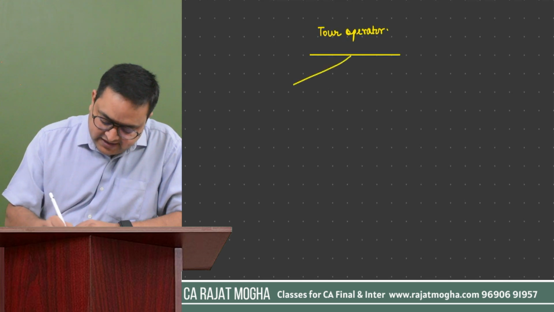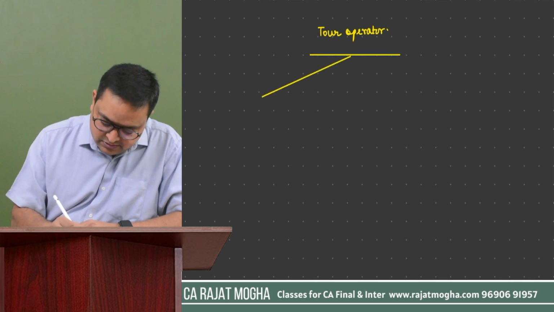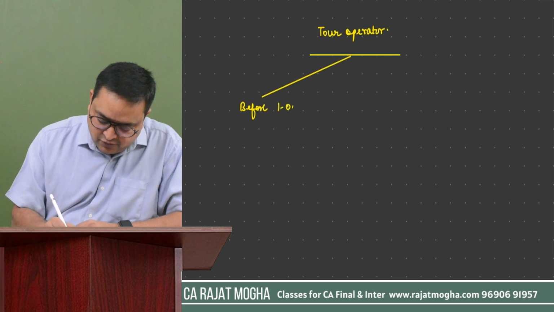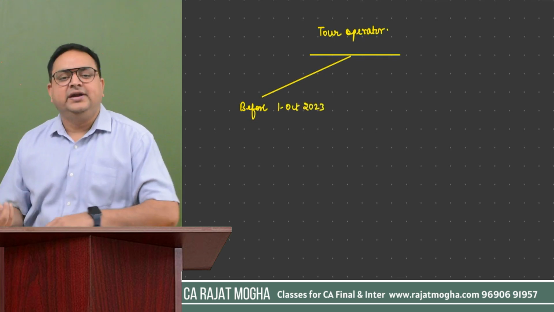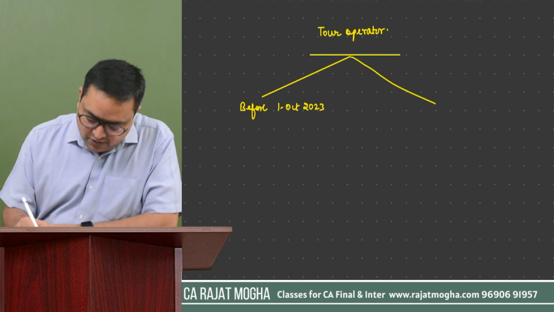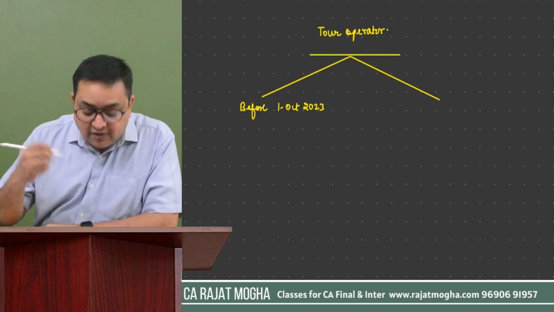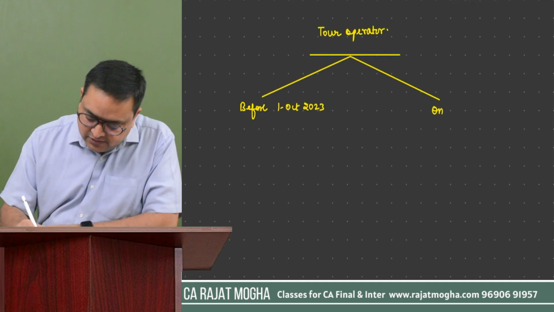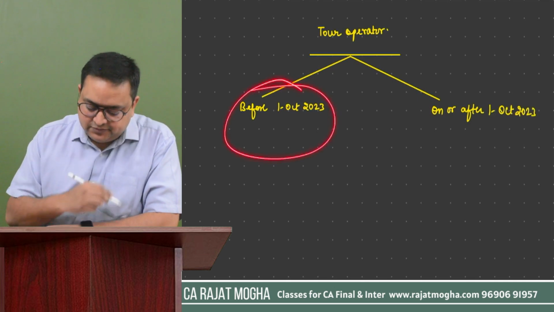So what was the scenario before 1st October 23? I can also write it as up to 30th September 2023. And what is the scenario after this date? So let's say if you're going after this date, on or after 1st October 2023. First, let me take this amount.